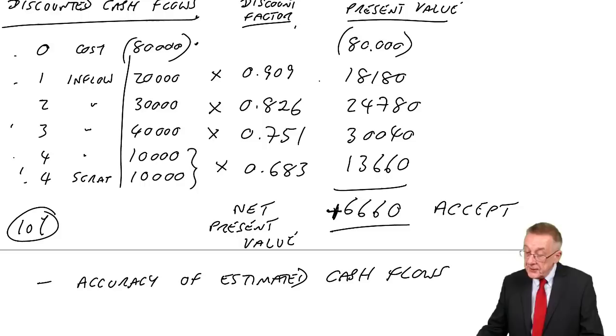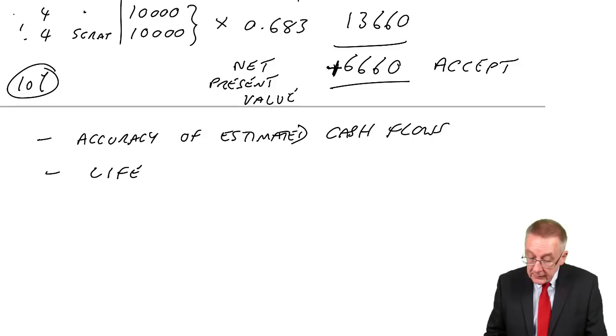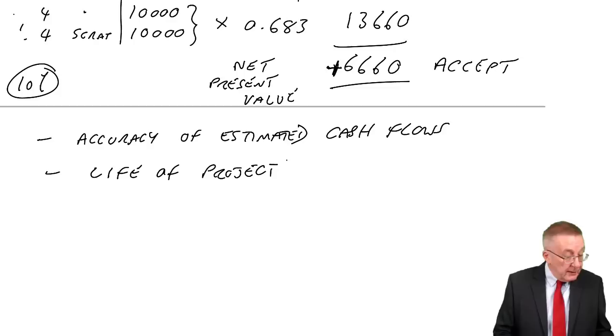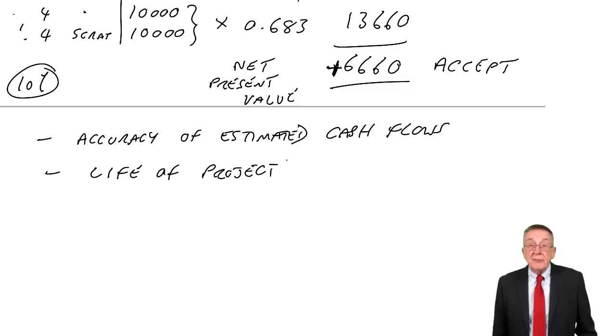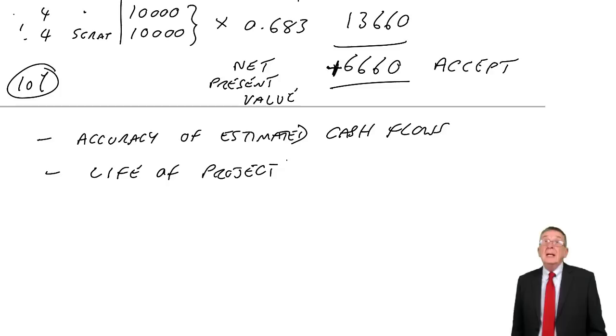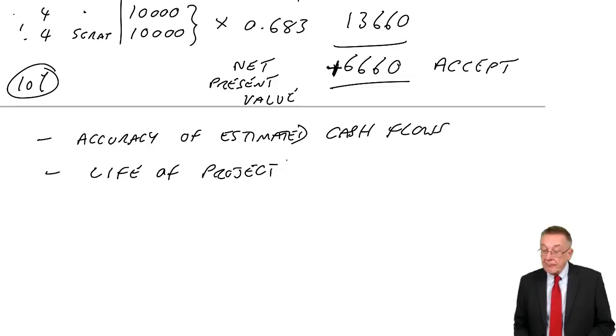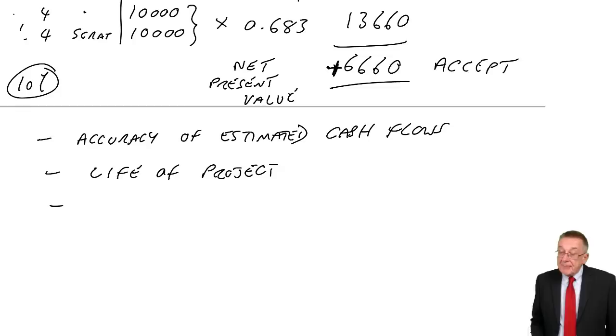The life of the project. We think it's a machine. We think it'll last 4 years. How do we know it'll last 4 years? It may last longer, it may last shorter. It was an estimate. Again, different life, different NPV, maybe a different decision. What else? The accuracy of the cost of capital.